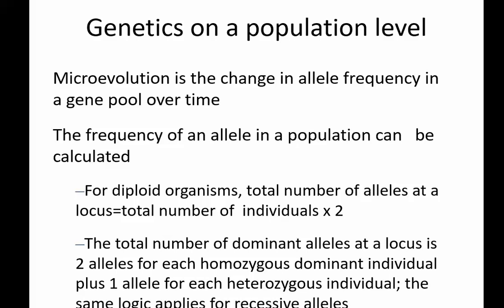So if I wanted to determine the number of dominant alleles, what I would do is just multiply the number of homozygous dominant individuals by 2, because each of them has 2 copies of the dominant allele, and then I would add the number of heterozygous individuals, because each of them just has 1 copy of the dominant allele. Same logic applies to recessive alleles. If I wanted to calculate the total number of recessive alleles, I would multiply the number of homozygous recessive individuals by 2 and add to that the number of heterozygous individuals.